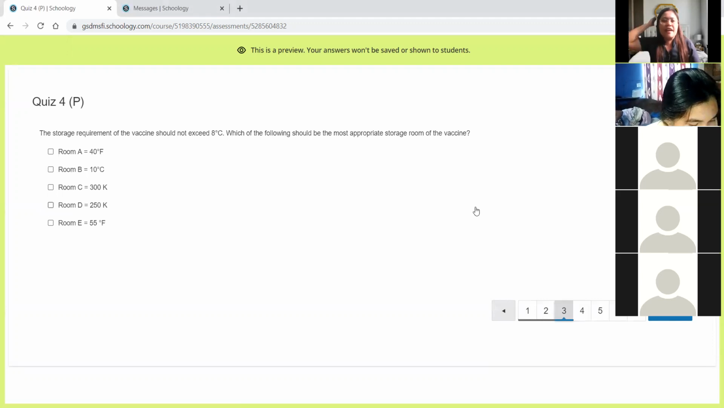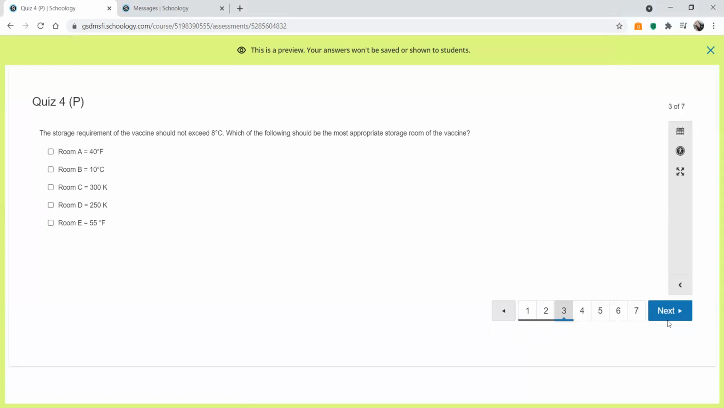For number 3, the storage requirement of the vaccine should not exceed 8 degrees Celsius. Meaning, the storage requirement for the vaccine should not go beyond 8 degrees Celsius. I have not named the vaccine here, but as long as it's the vaccine, it should not exceed 8 degrees Celsius. Now take note, which of the following should be the most appropriate storage room of the vaccine? What is your answer here, class?